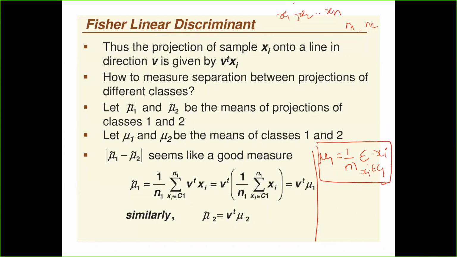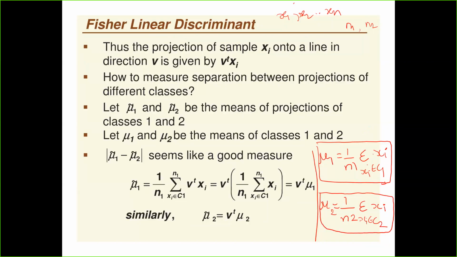Similarly, can you find the centroid of class 2? What is mu2? 1 by n2, sum over all xi belonging to class 2, xi. Basically you are taking the average of all the instances belonging to that class, and that gives the centroid. So this is the centroid in the original space.